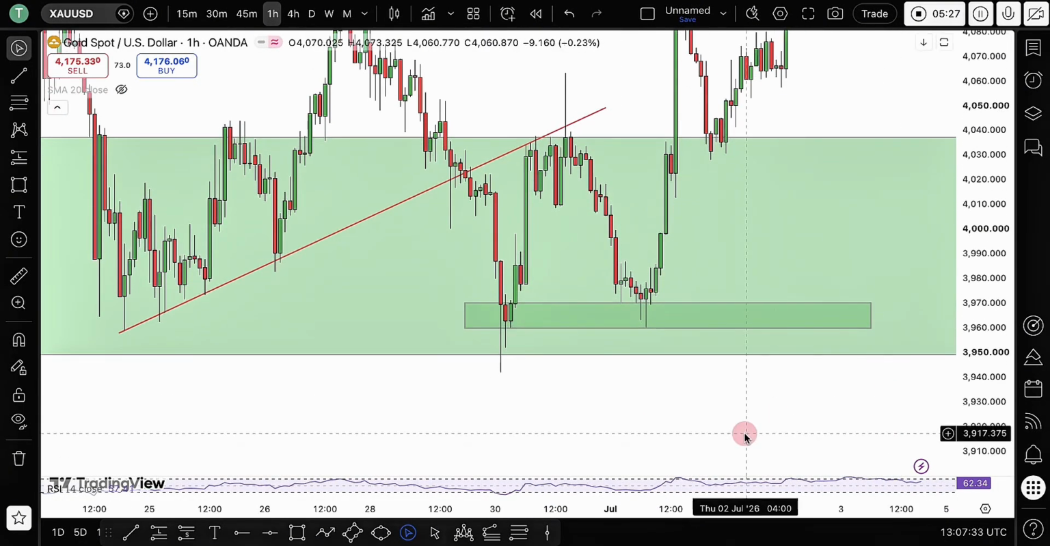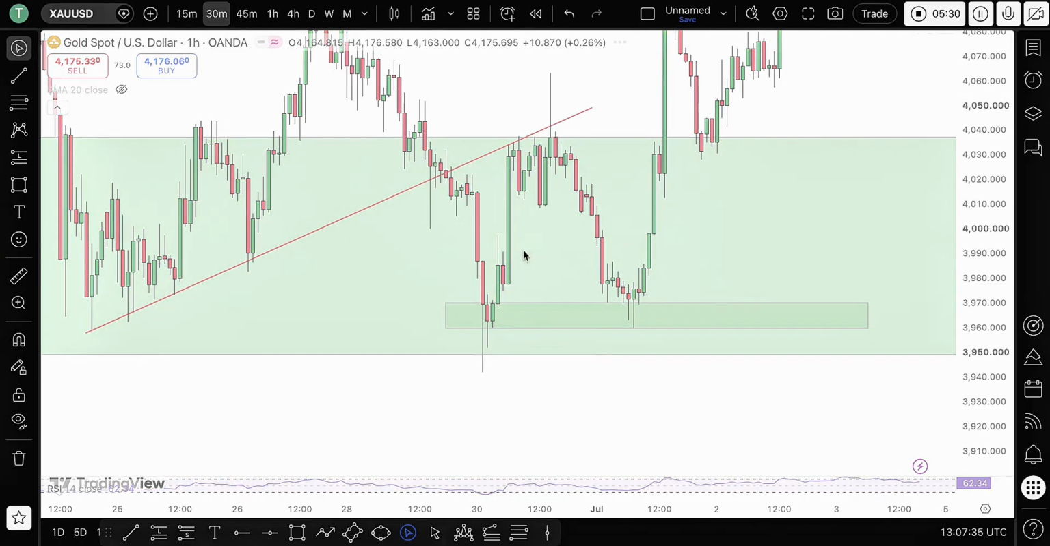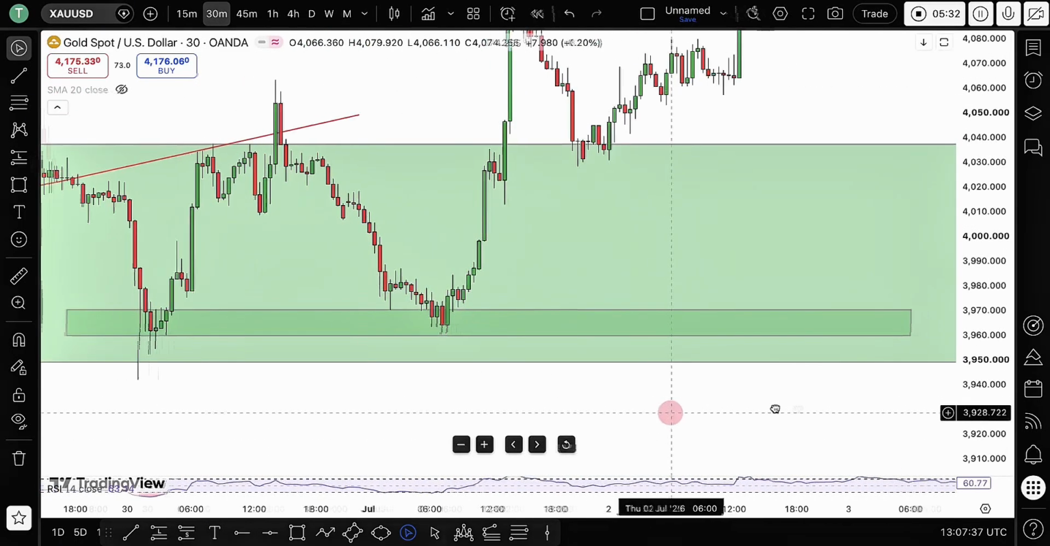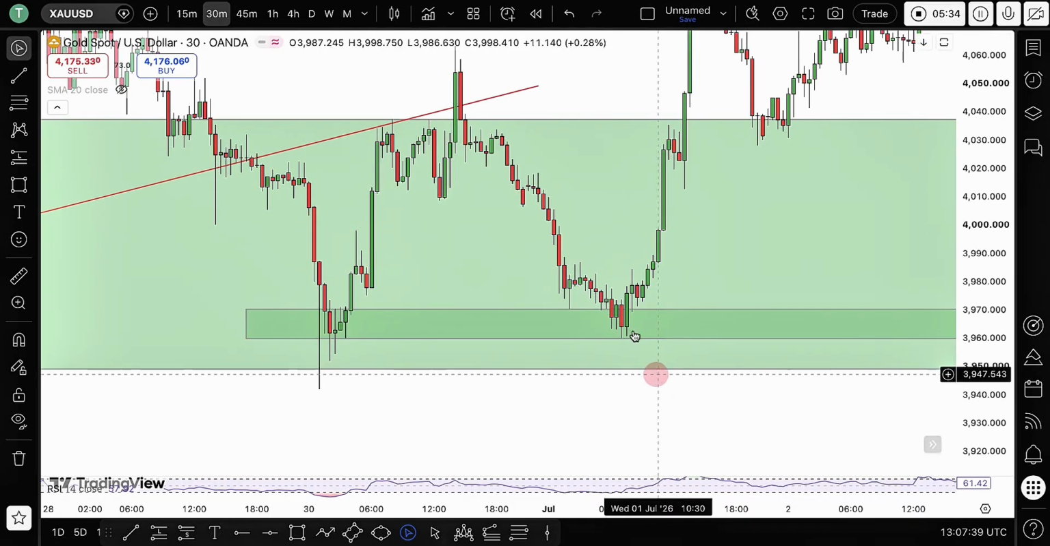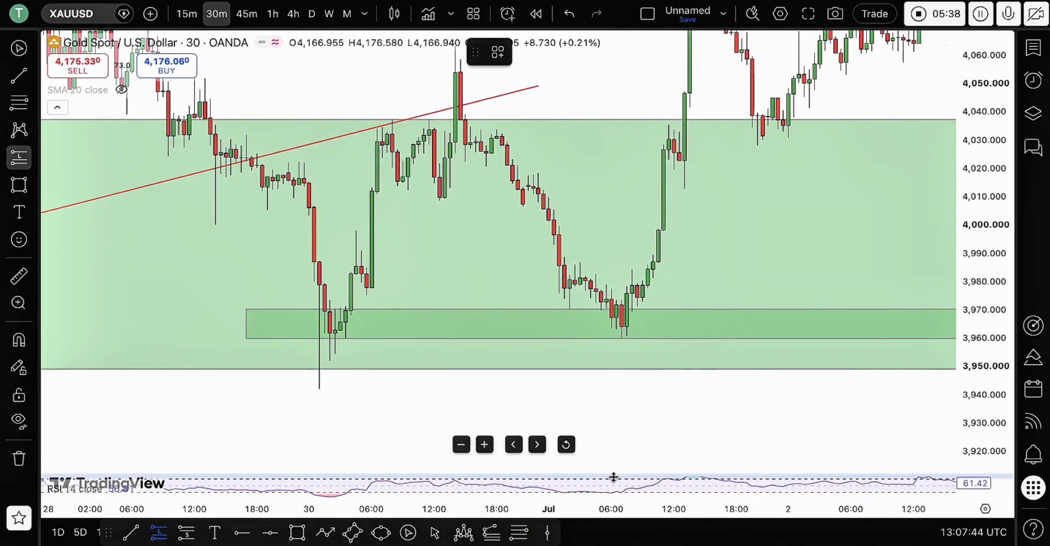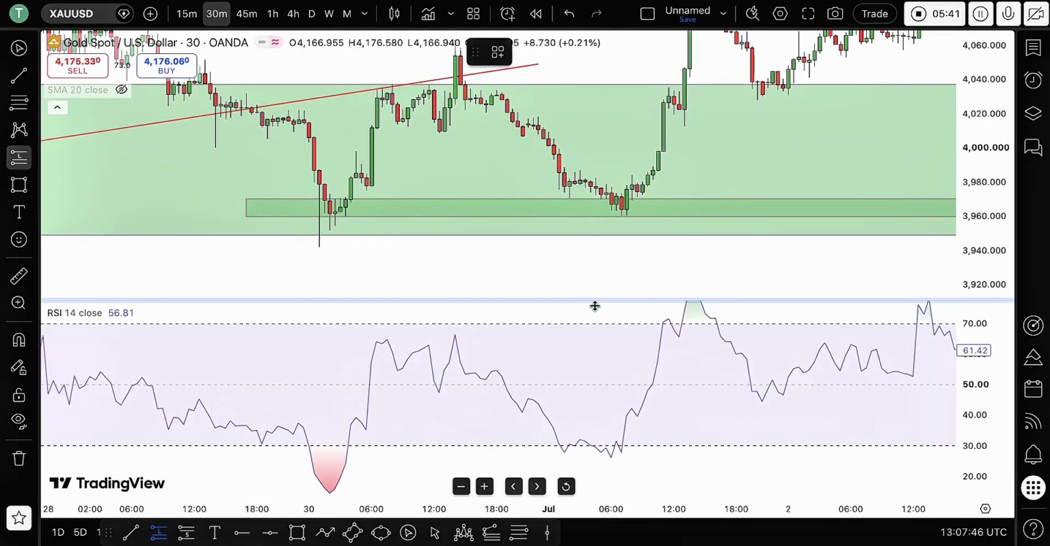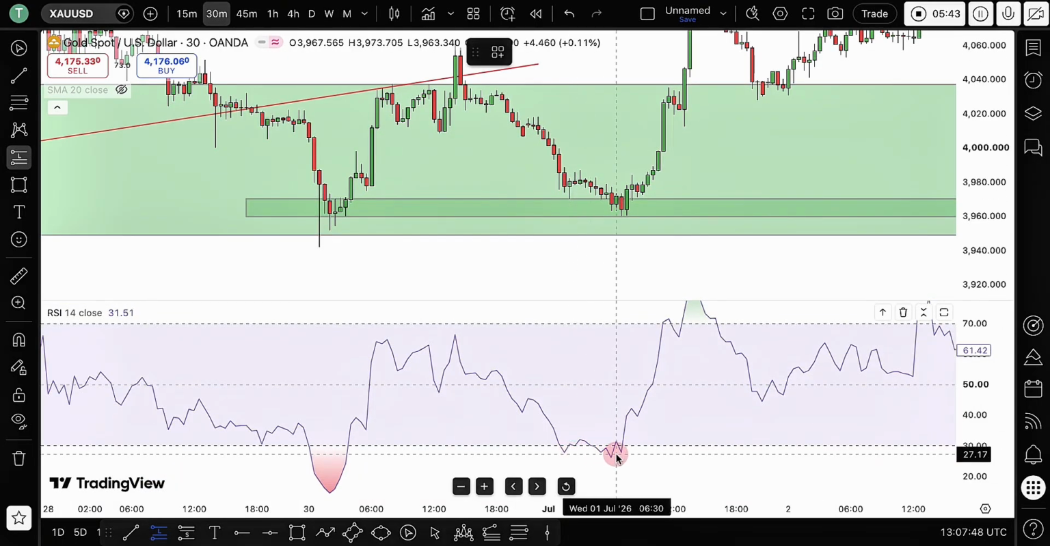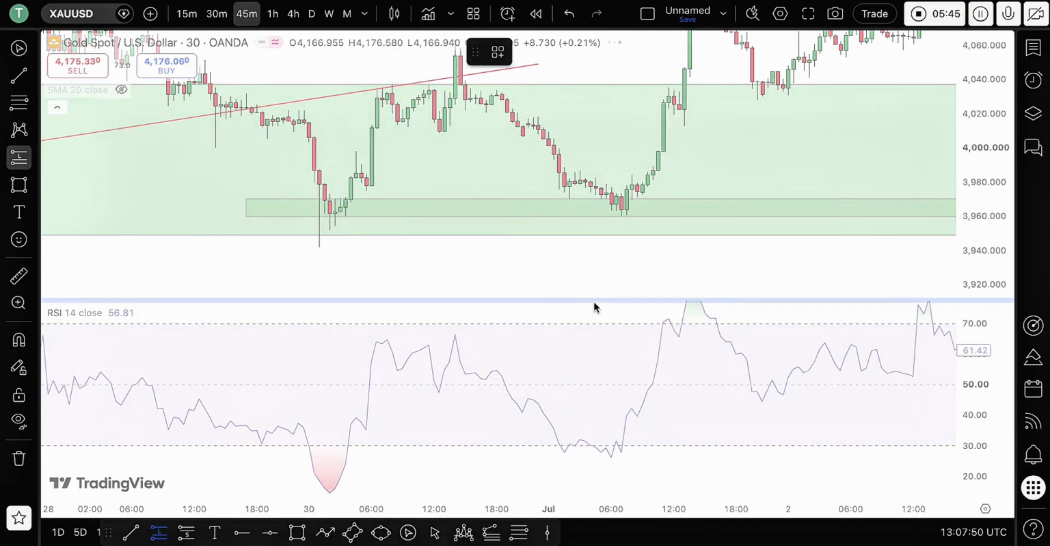So now after seeing that support, I head over to my 30 minutes time frame, and I see this bullish engulfing candle, and I also see another. Okay, it wasn't really like it, but no, it wasn't. Let me see the 45 minutes.